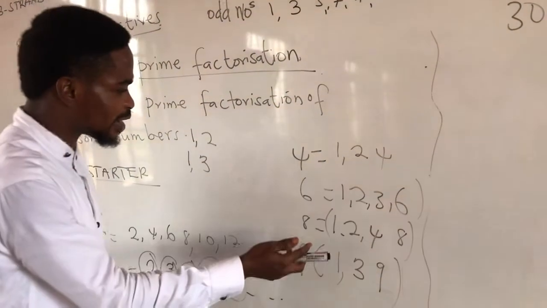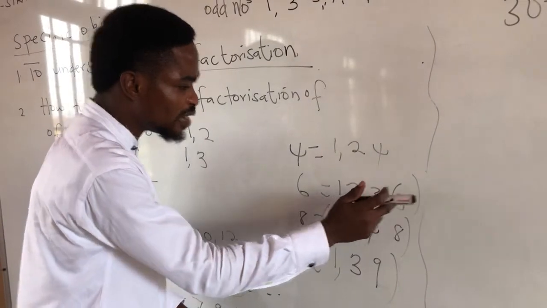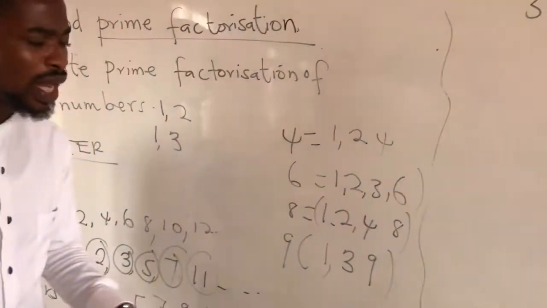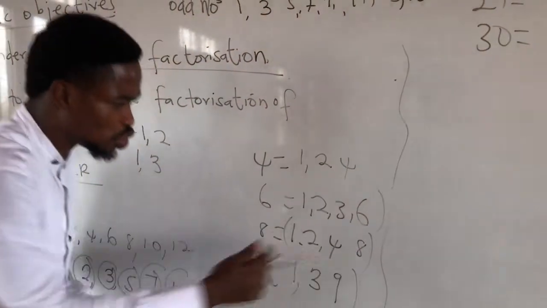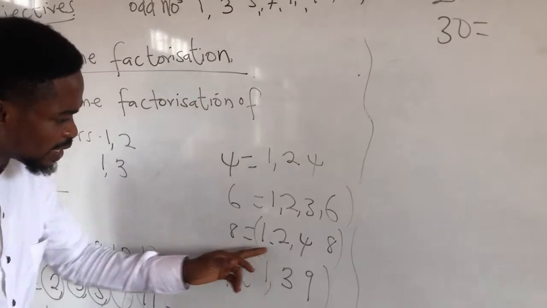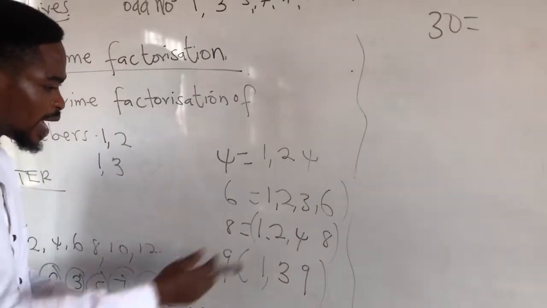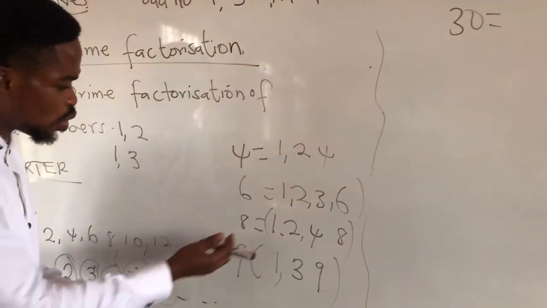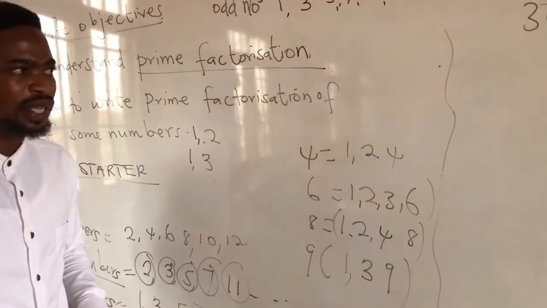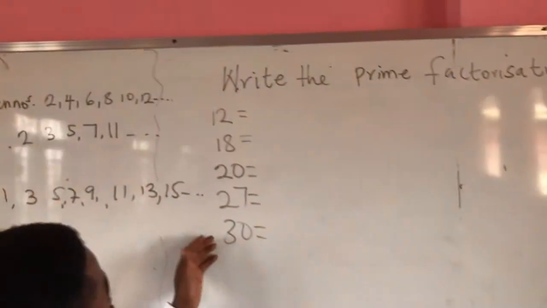We also have 6, whose factors are 1, 2, 3, and 6. The factors here are more than 2, so 6 is a composite number. We also have 8. What are the factors? They are 1, 2, 4, and 8. They are more than 2 factors, so 8 is also a composite number. And also 9. 9 is also a composite number.